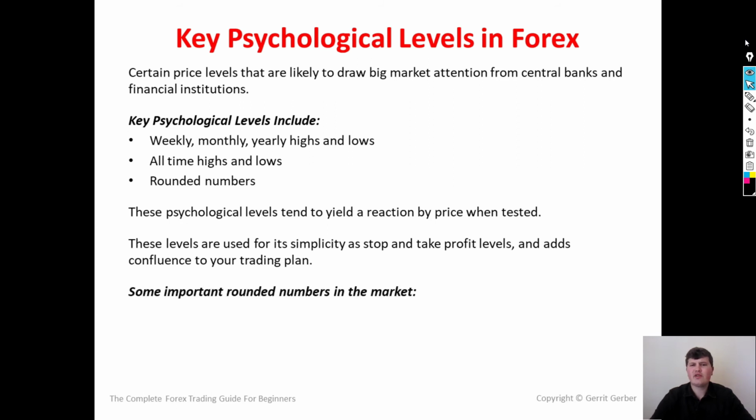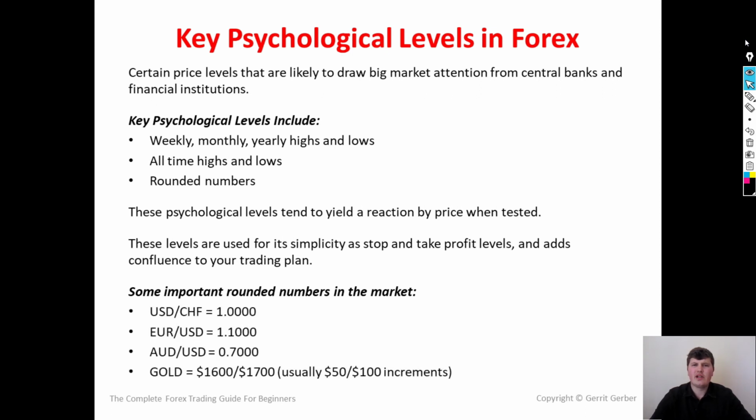And some important rounded numbers in the market is as follows. For the dollar Swissy, it's 1, nice and round, 1. EURUSD 1.1 is very important. The Australian dollar, US dollar is 0.7, and gold it's 1,600, 1,700.